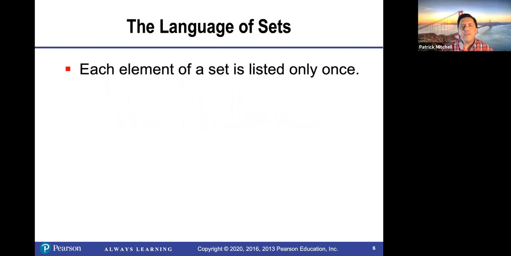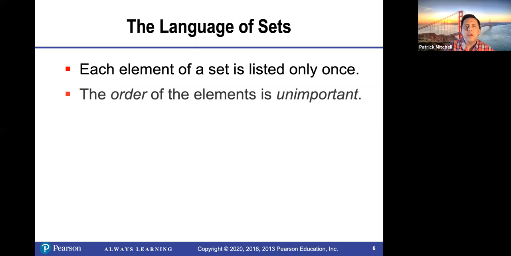Some ground rules for sets. Each element of a set is listed only once. No repeats allowed. The order of the elements is unimportant. So that example we were just looking at, 1, 2, 3, 4, 5, would be the same set as 1, 3, 5, 2, 4.